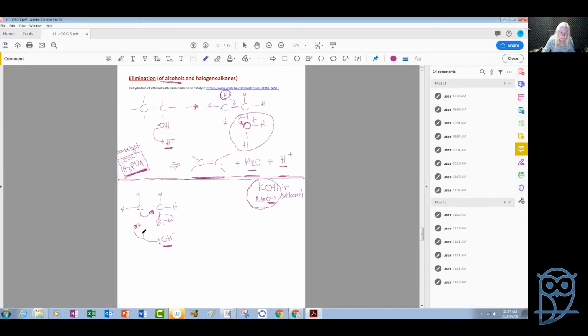So the first step is that the hydroxide ion acts as a base and removes one proton. But be careful, this proton that is removed is from the carbon atom which is next to the carbon atom linked to the bromine atom here. So this is the removal of the proton, and therefore this pair of electrons now becomes a double bond between the two carbons.